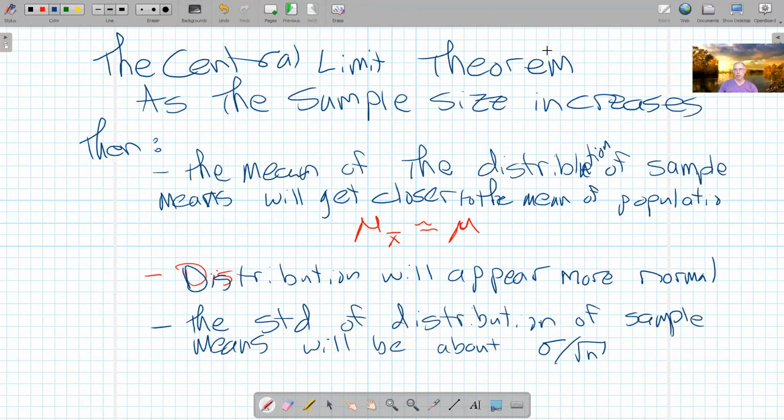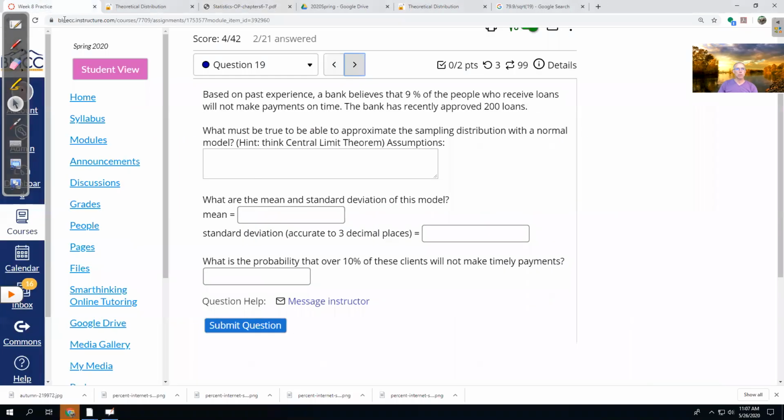But this is the main one we need to know here. So back here, this problem says, why can we use the central limit theorem? And so there's a few reasons. And the main one is the sample size is over 30.